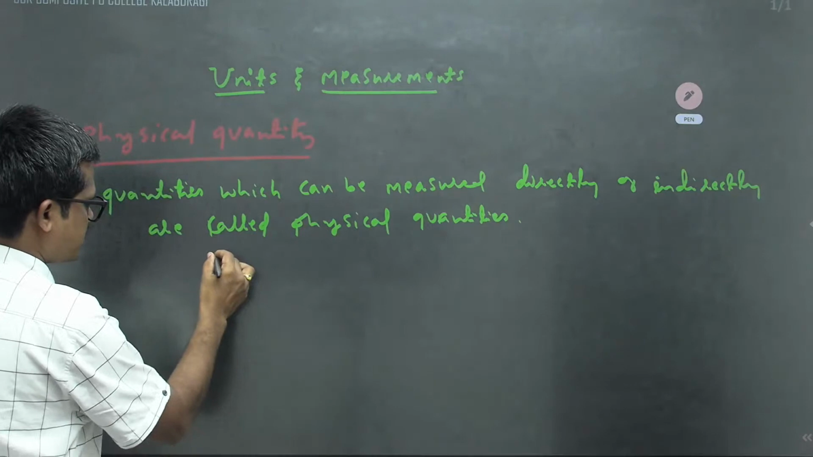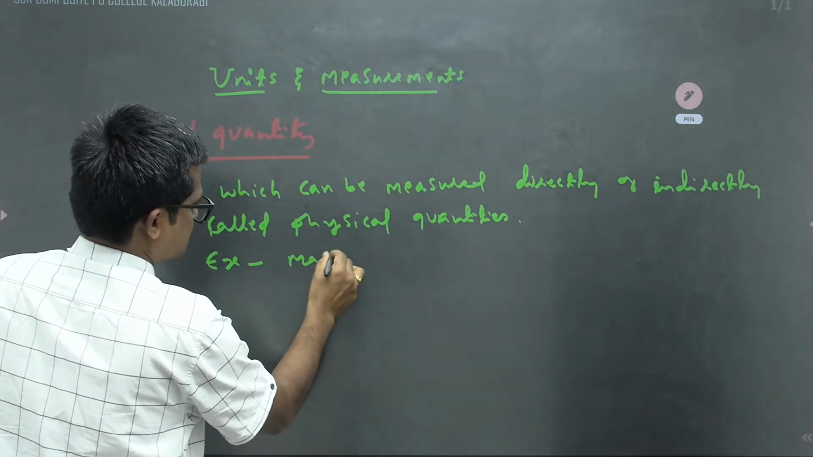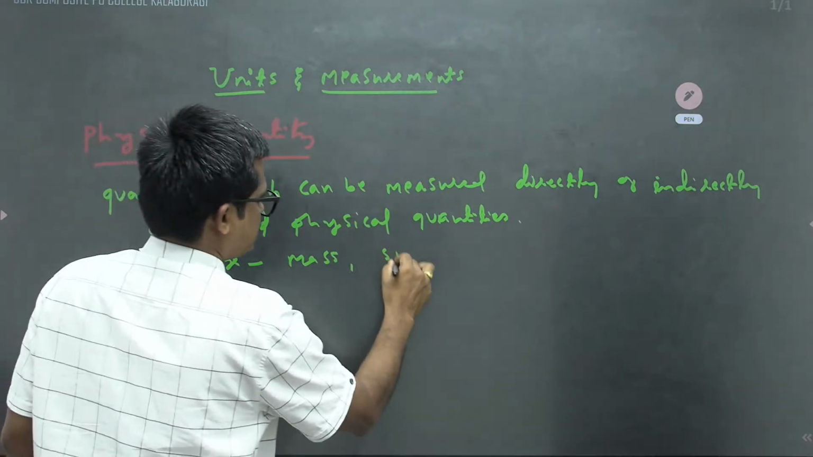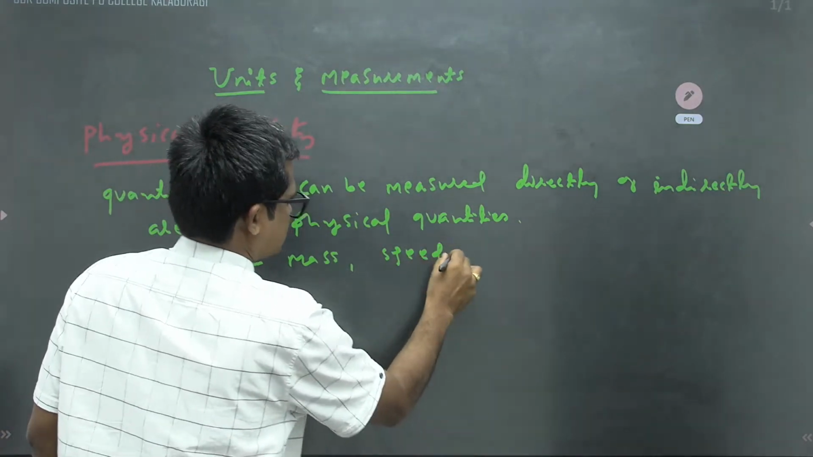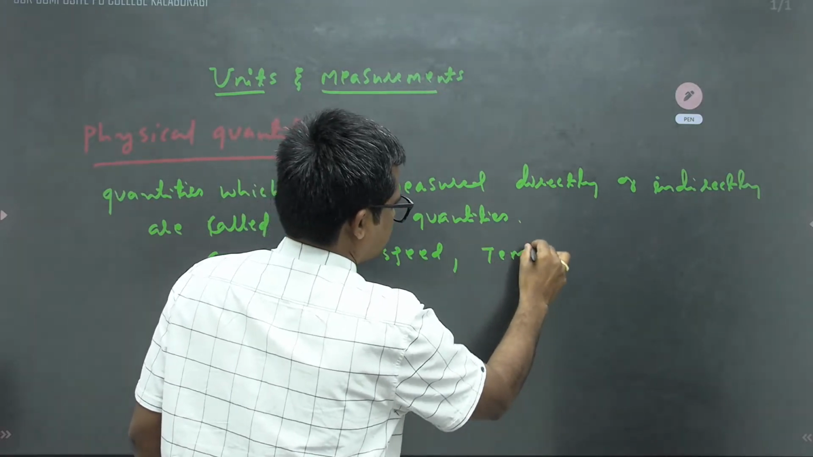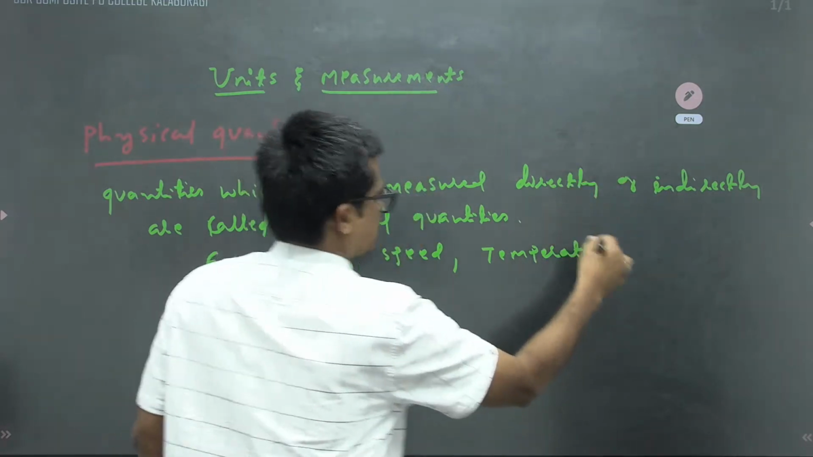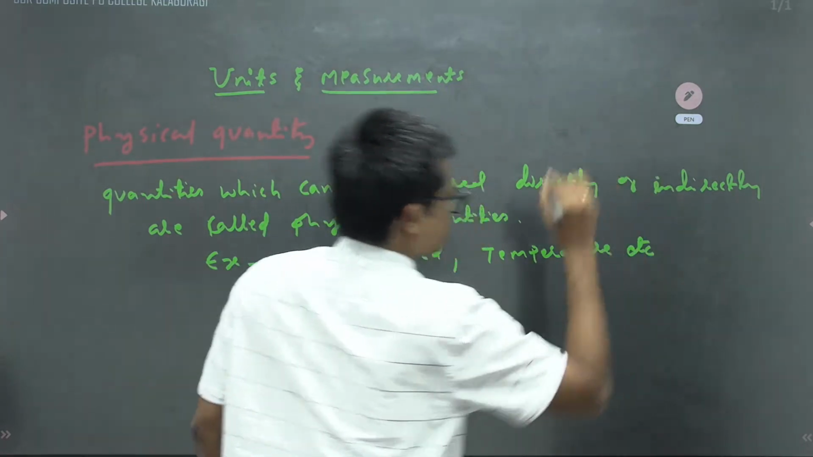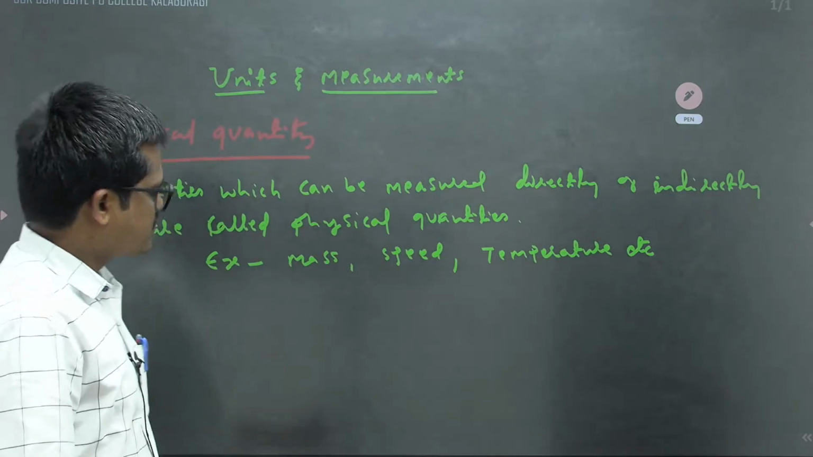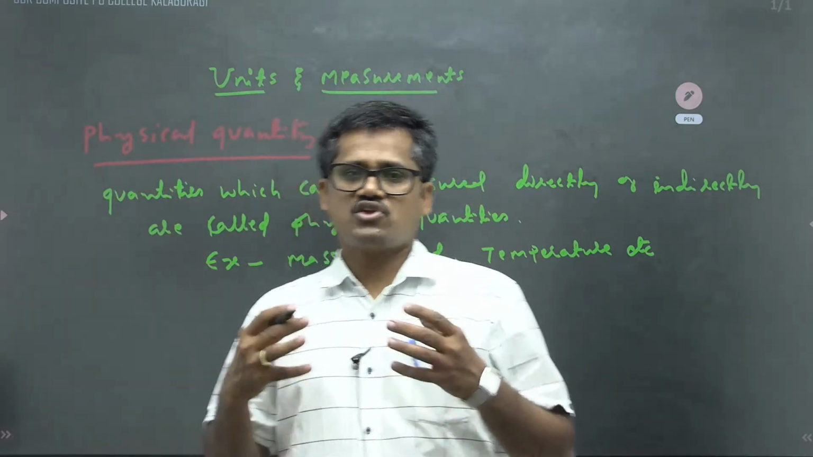Anything we can measure, for example mass, speed, temperature, etc., are physical quantities. Some are non-physical quantities also, but we have nothing to do with those.